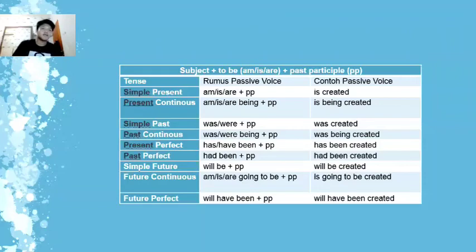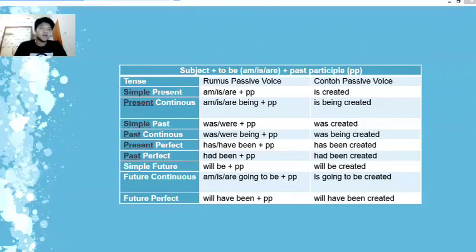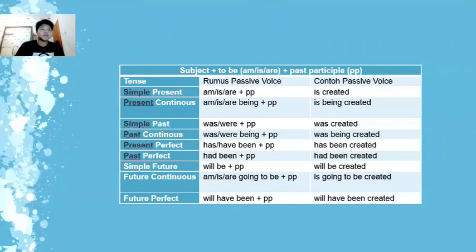In simple past, the formula is was or were plus past participle. In past continuous tense, the formula is was or were being plus past participle. In present perfect, the formula is has or have been plus past participle. In past perfect, the formula is had been plus past participle. In simple future, will be plus past participle.